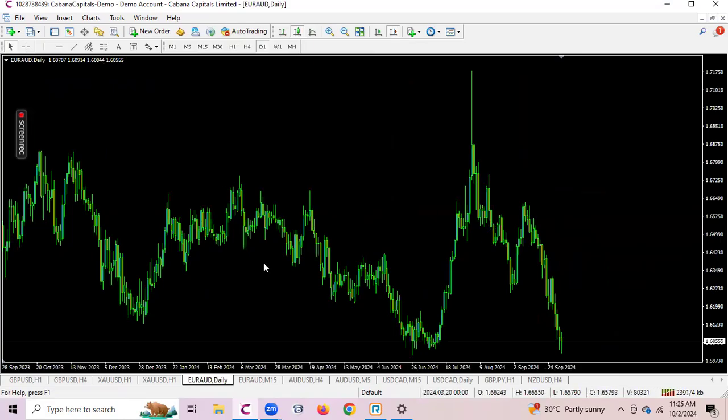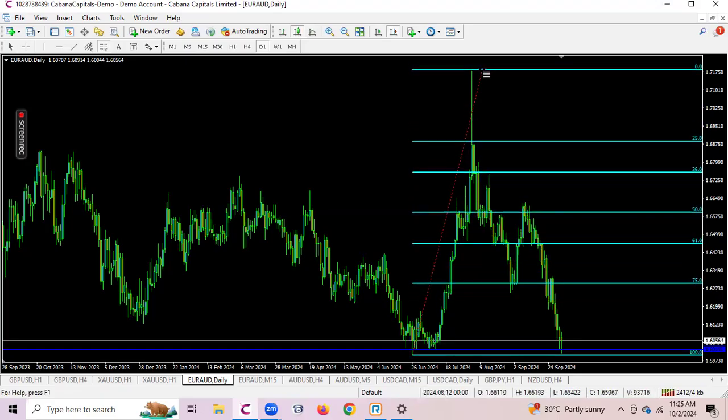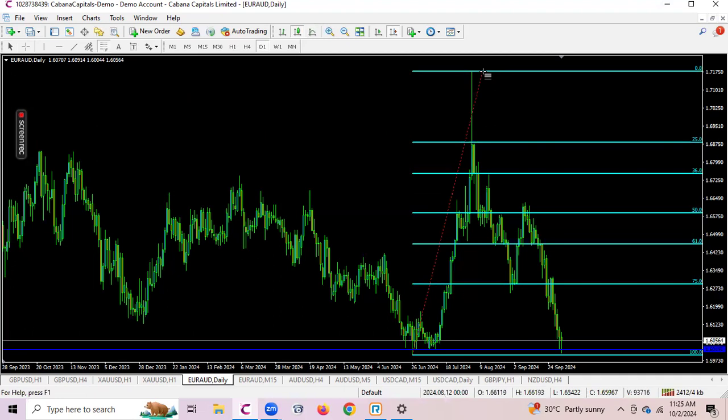So Euro Aussie, as you can see, price is currently sitting on a support area. If you apply your Fibonacci from this swing low to this swing high, it's obvious that Euro Aussie is at a discount area, so we might see Euro Aussie pull back. You might look for a buy opportunity on Euro Aussie today.